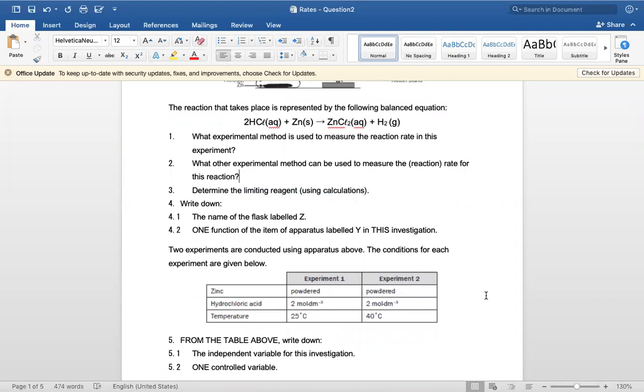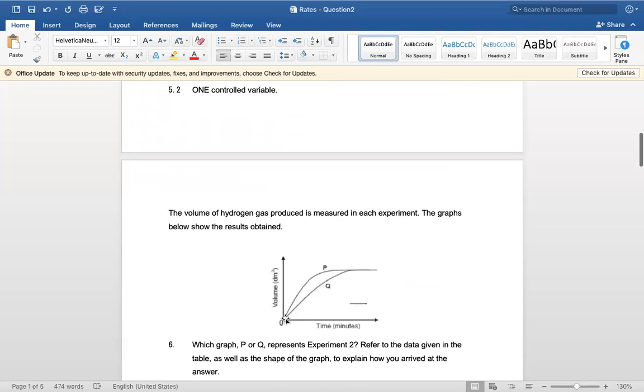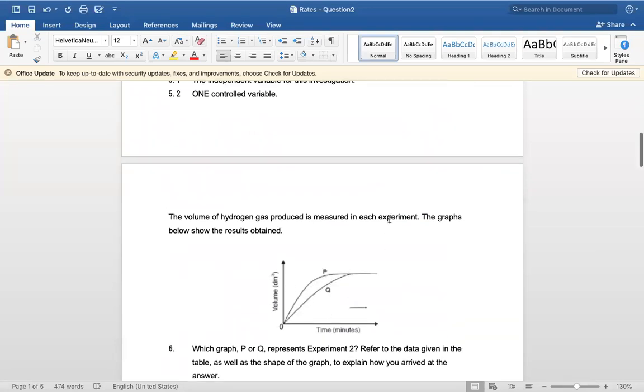I could have put an experiment 3 here and said lumps of zinc, right? 0,2 mole per dm cube hydrochloric acid, temperature 25 degrees. Then I can say use experiment 3 and draw it on the graph paper provided. Then you'll have to take this graph paper and see where it will be. Will it be higher than Q or will it be lower than Q? You'll have to see all that.